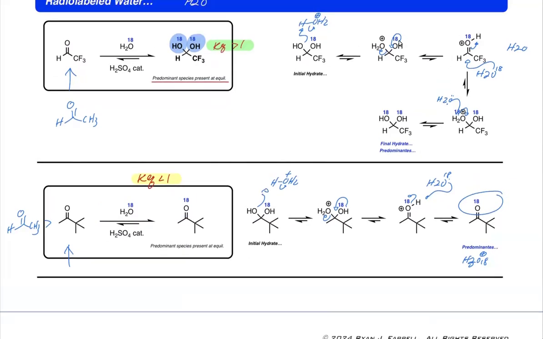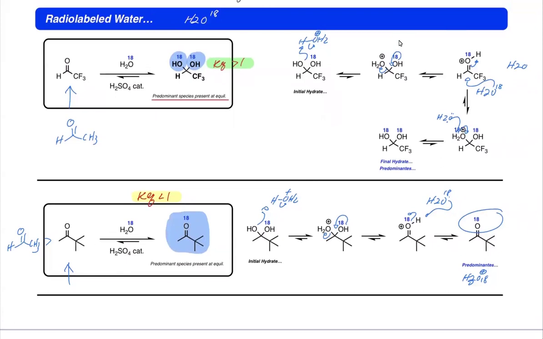Okay, this is just a hypothetical situation to be prepared for, as I have seen it occur on exams in the past. The key here is, is the starting carbonyl more reactive or less reactive than acetaldehyde? If it's more reactive, the predominant species is the hydrate with 2 radiolabeled O18s. If it's less reactive, the predominant species is the carbonyl with the radiolabeled oxygen atom.